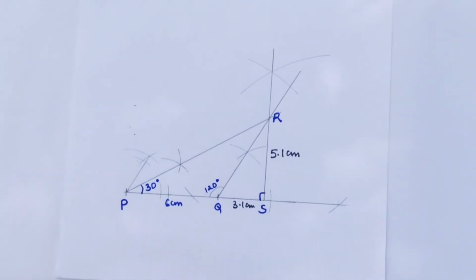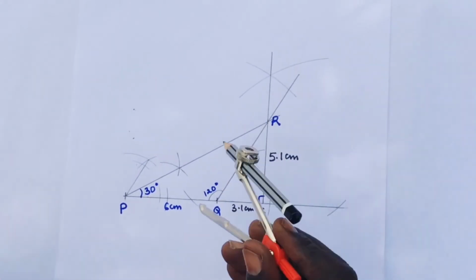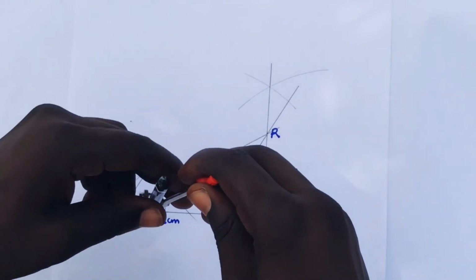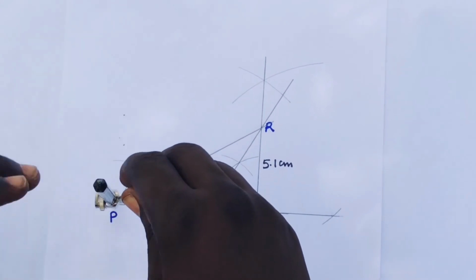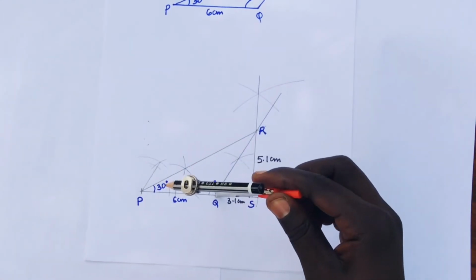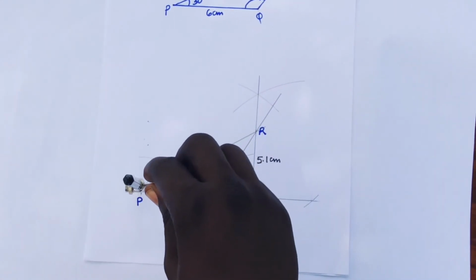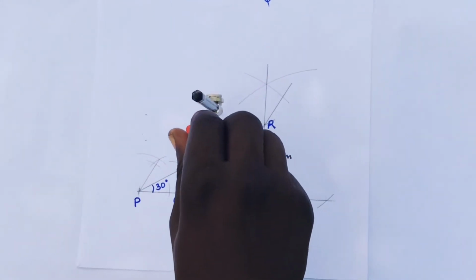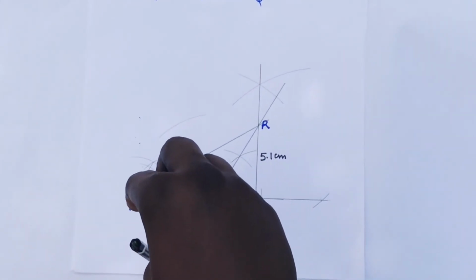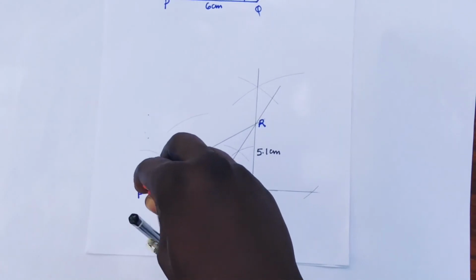How do we get a circumcircle? It is PQR that is required. So bisect any two sides. So we're going to bisect. How do we bisect? Put your needle at one point on one side and then maximize it. The pencil should reach the other side. Bisect. So you make an arc. Make an arc like that.